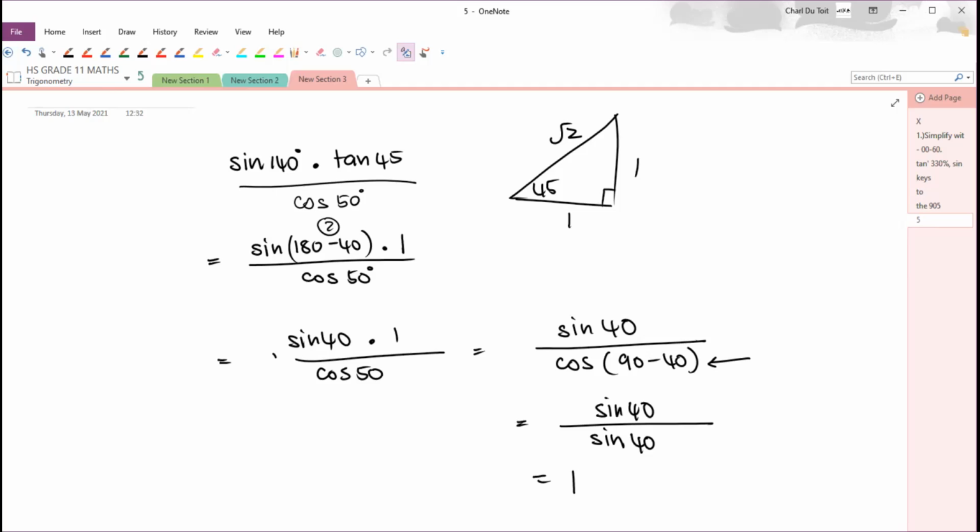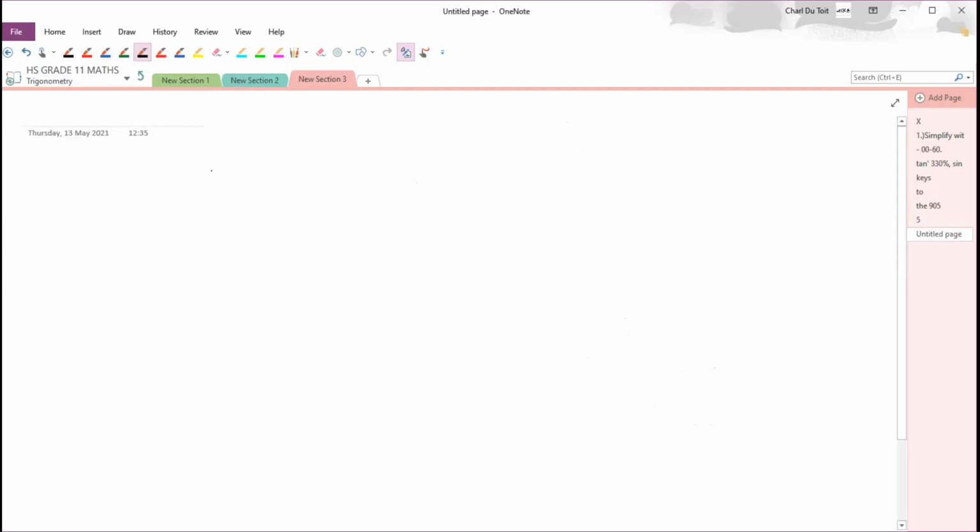Done. Yes, sir. Right, let's do another example with the co-function. Let's say we have sin of 90 minus theta times cos of, let's say, 270 minus theta.